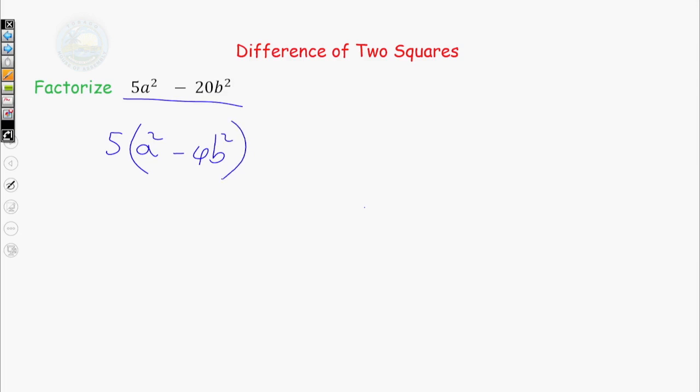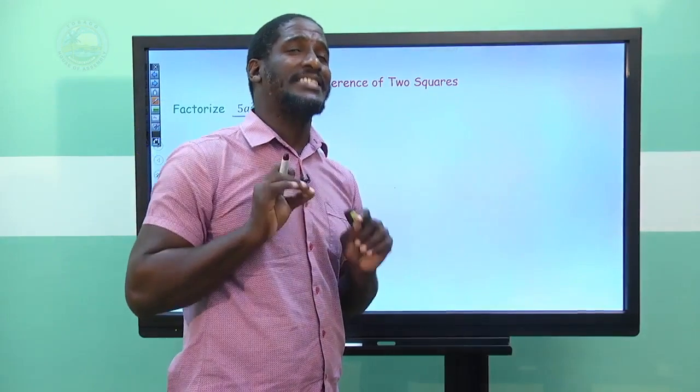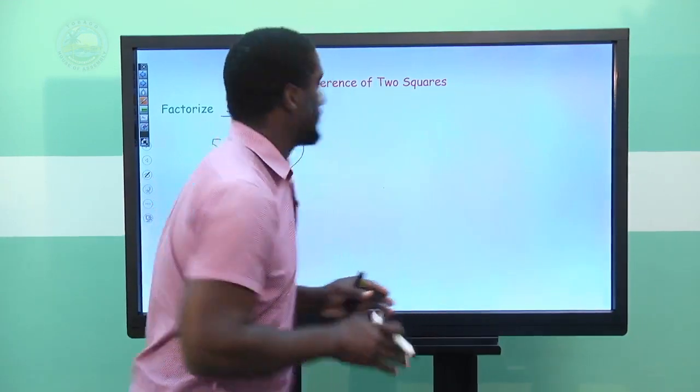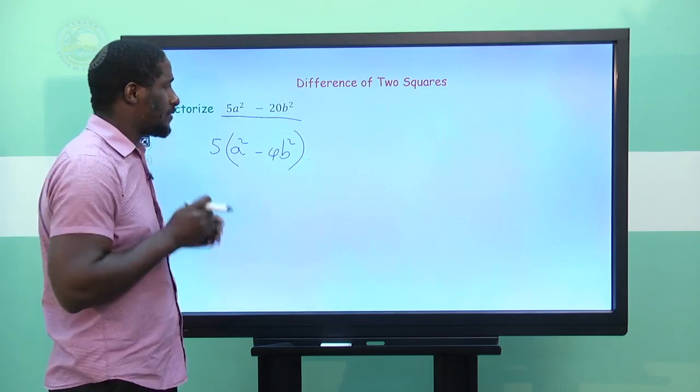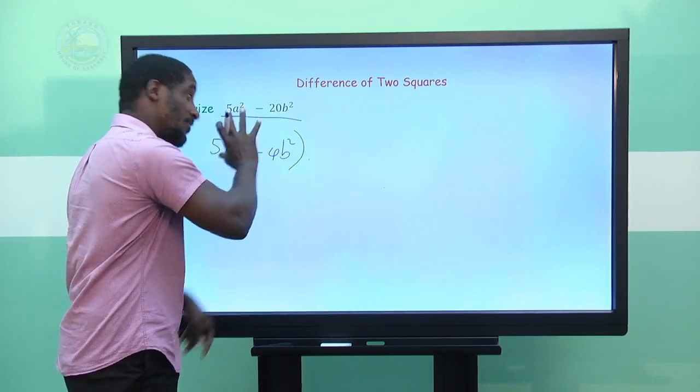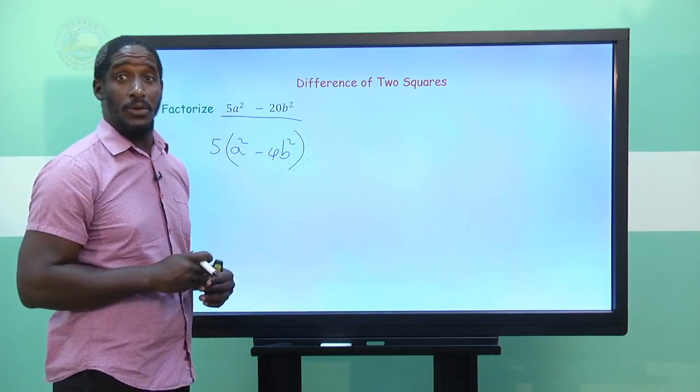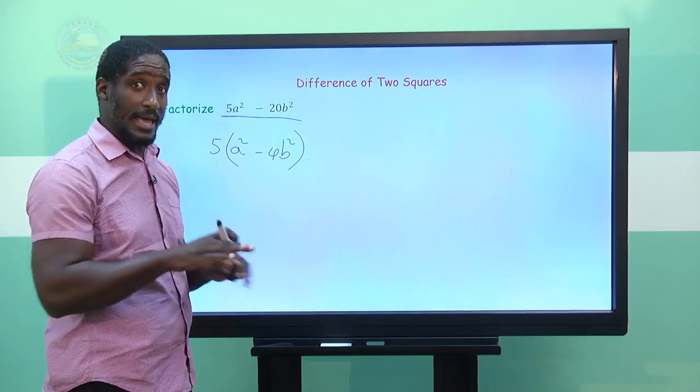Now, most students, should I not say most, I've seen students stop right here. This question is usually worth about 2 marks. And I've seen students stop right here. And if you stop right here, you're only getting 1 mark. So let's see where the other mark lies.